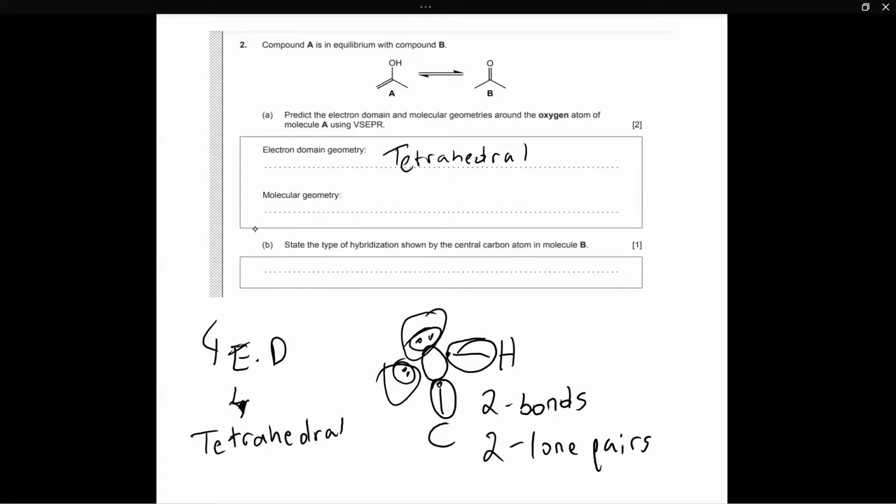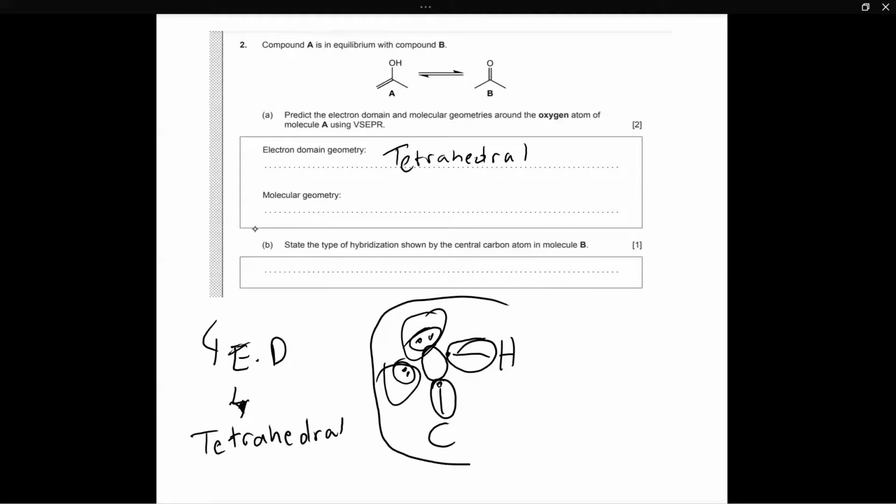But the molecular geometry is slightly more tricky. In addition to considering the lone pairs and the number of atoms bonded to the oxygen atom, you also have to consider the shape and the orientation that the lone pairs and the bonds will result in. What I mean is that even though I'm drawing the element like this, it might actually look quite different in real life.